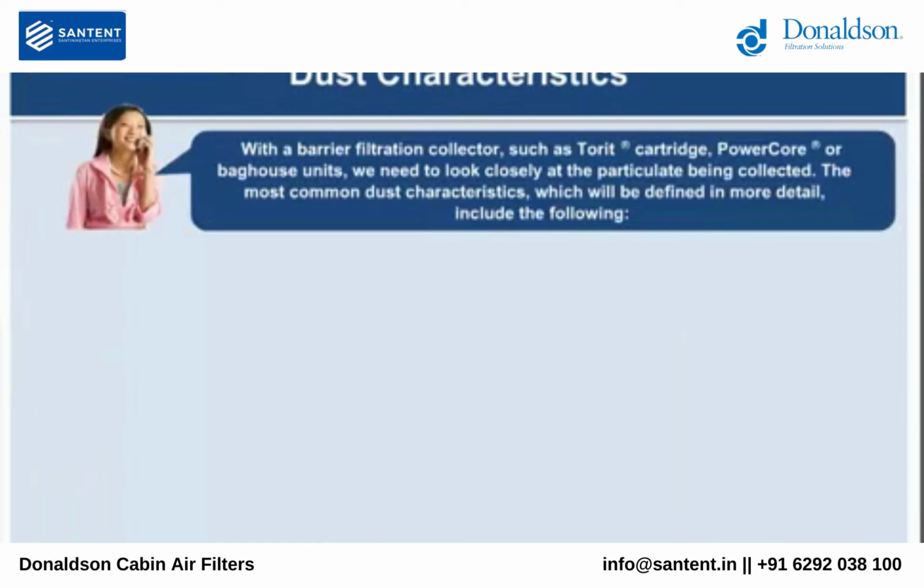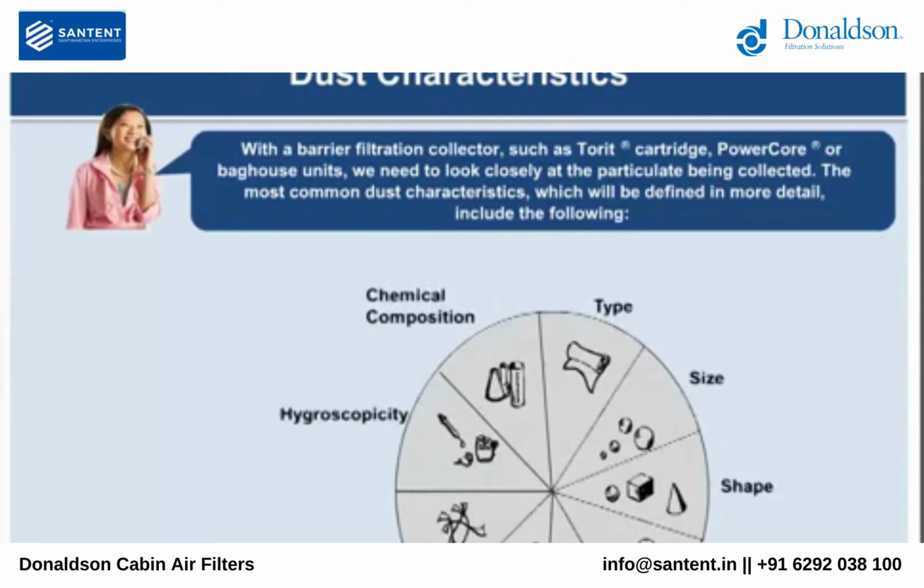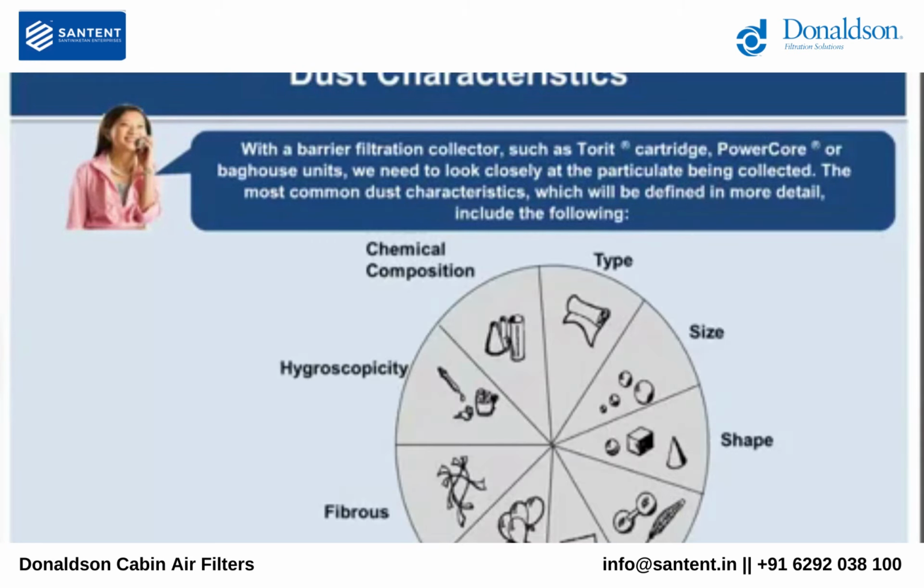With a barrier filtration collector such as turret, cartridge power core, or baghouse units, we need to look closely at the particle being collected. The most common dust characteristics, which will be defined in more detail, include the following: type, size, shape, bulk density, abrasiveness, agglomerativeness, fibrous, hygroscopicity, and chemical composition.